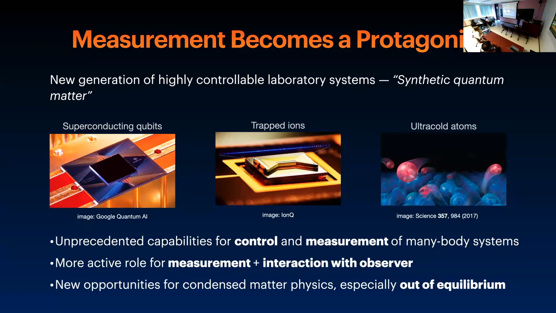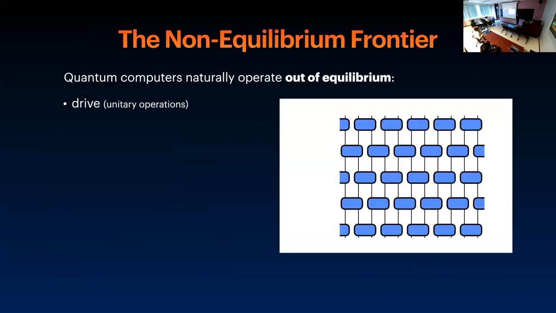What these things have in common is that they offer very advanced capabilities for the control of dynamics. This means both unitary dynamics, time-dependent Hamiltonians for example, but also the ability to measure in a very microscopically resolved way the state of these quantum many-body systems. And this opens up interesting opportunities for types of physics where measurement takes a more central active role as opposed to just telling us what's going on. And I think in particular, this opens up opportunities for non-equilibrium physics, for physics of many-body systems that is far from equilibrium. Let me unpack this statement a little bit, why I'm saying that.